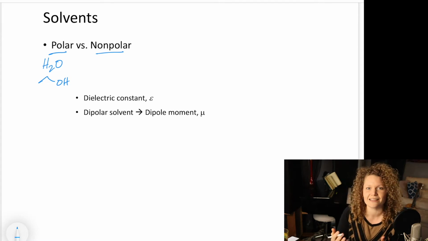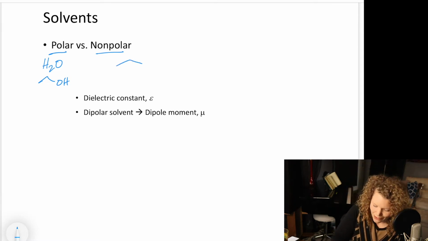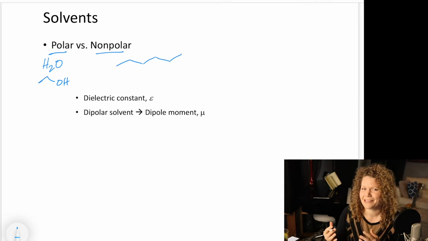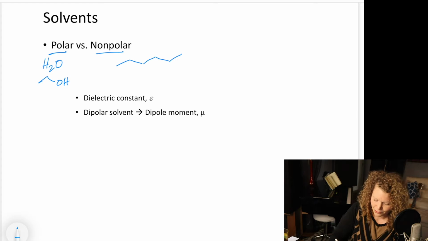So think of anything like an oil. So we can draw alkyl chains. All of these are nonpolar. So this one was just hexane. You could think about benzene being nonpolar.